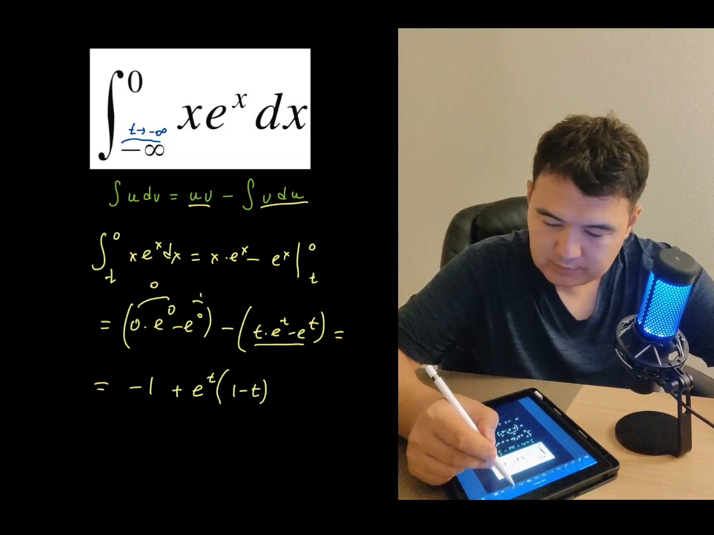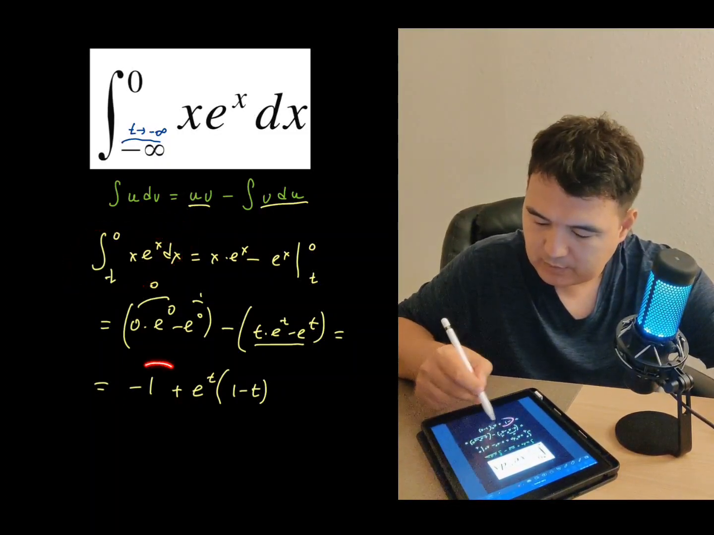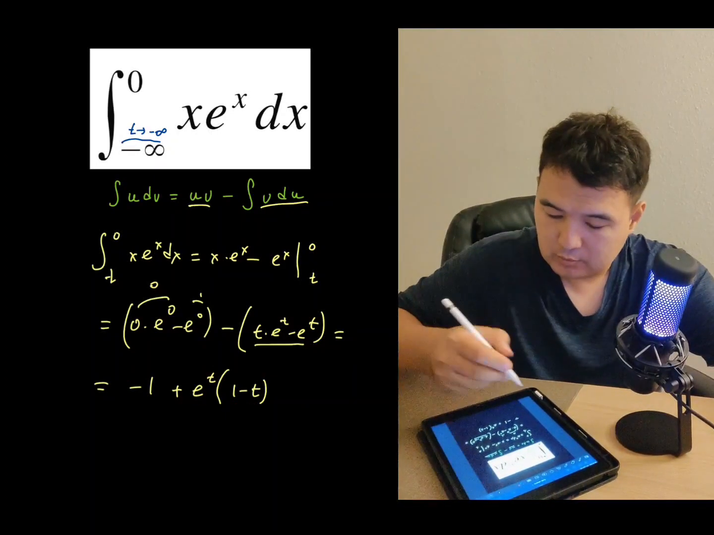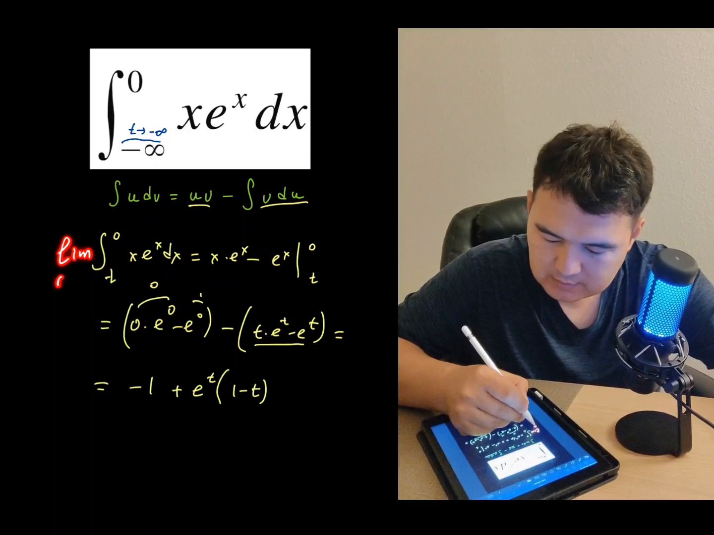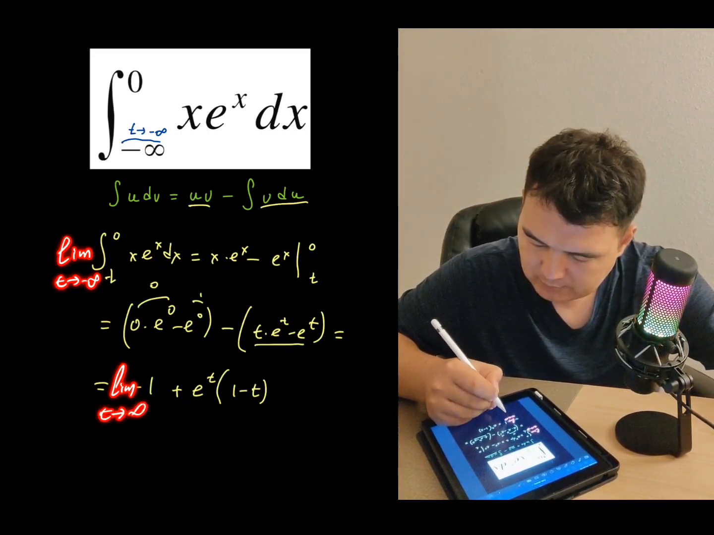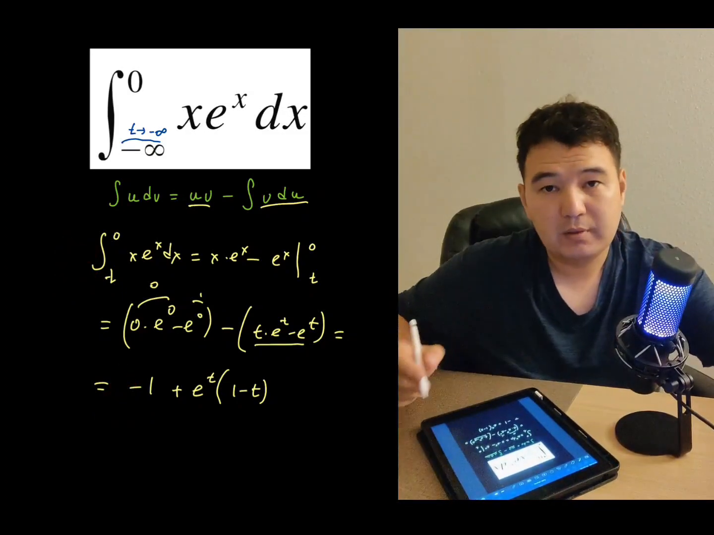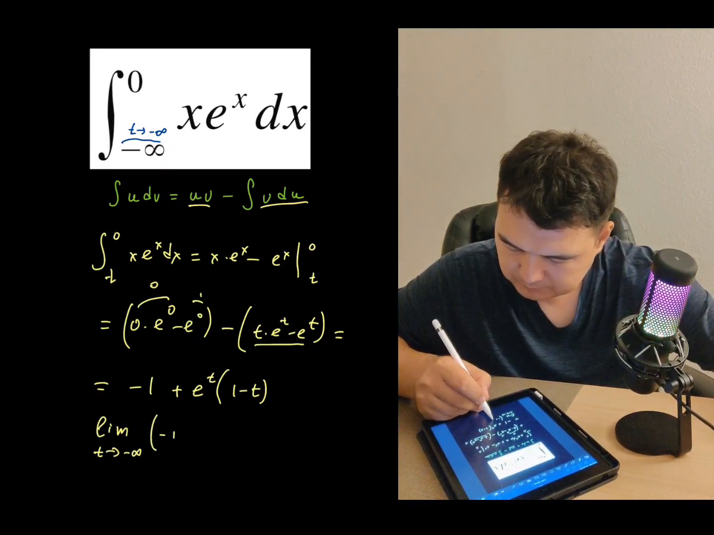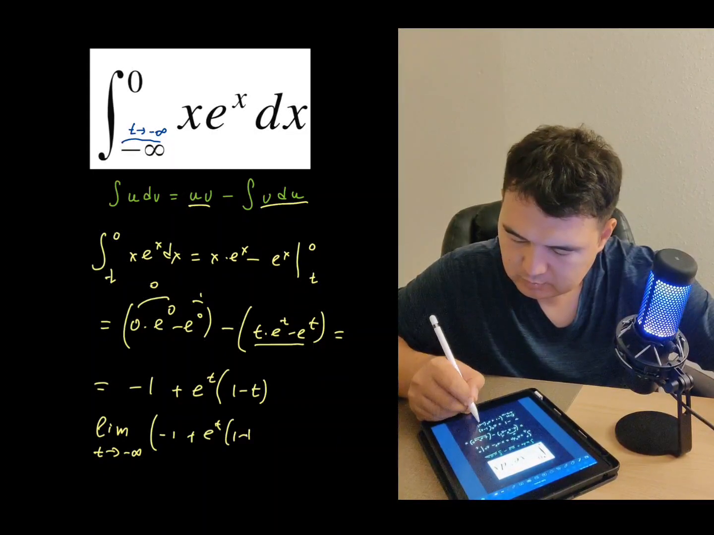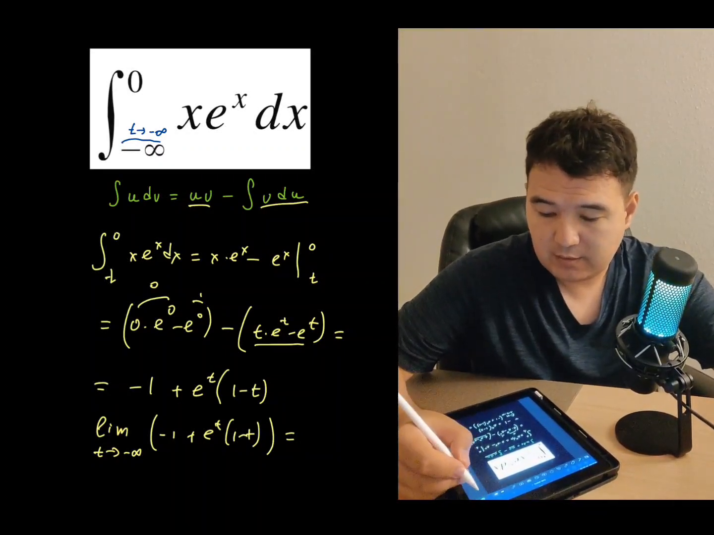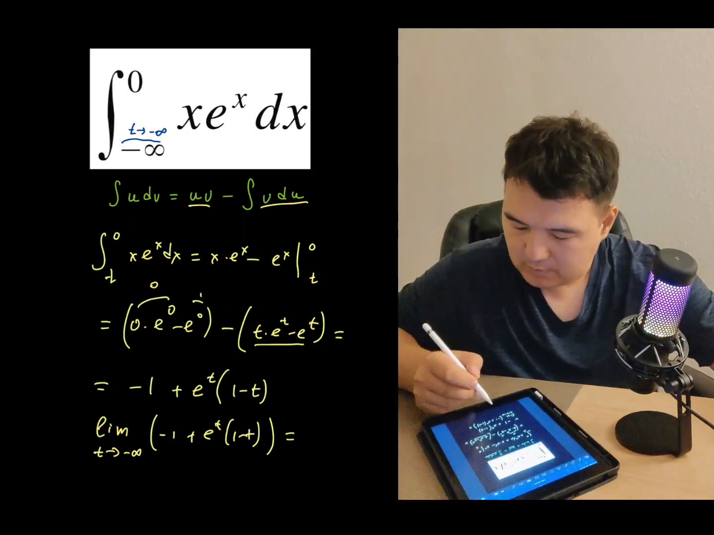So the integral of this part turns out to be negative 1 plus e to the power t, 1 minus t. So what I'm going to do is take the limit as t goes to negative infinity. So that's a very simple task. If I take the limit of this function as t goes to negative infinity, I'm not going to evaluate this, just see the intuition behind this.